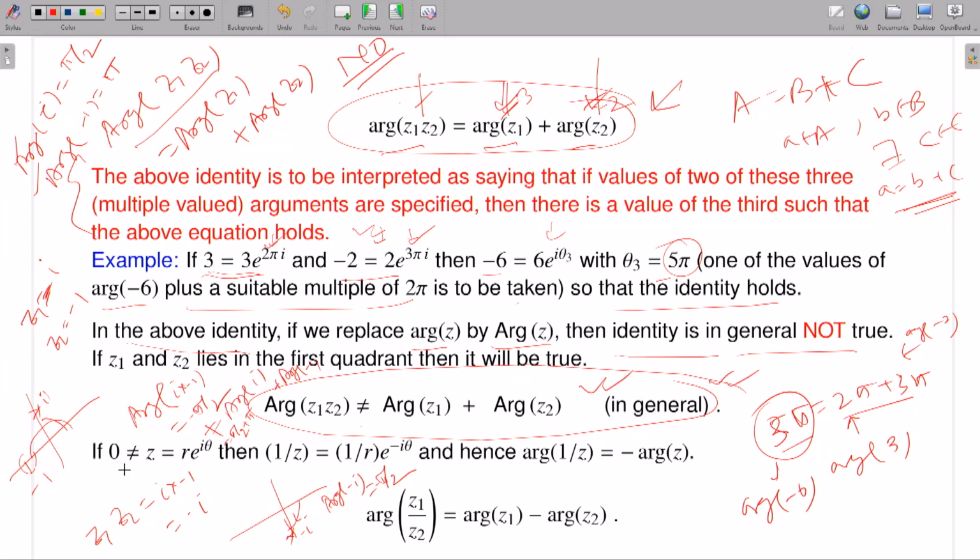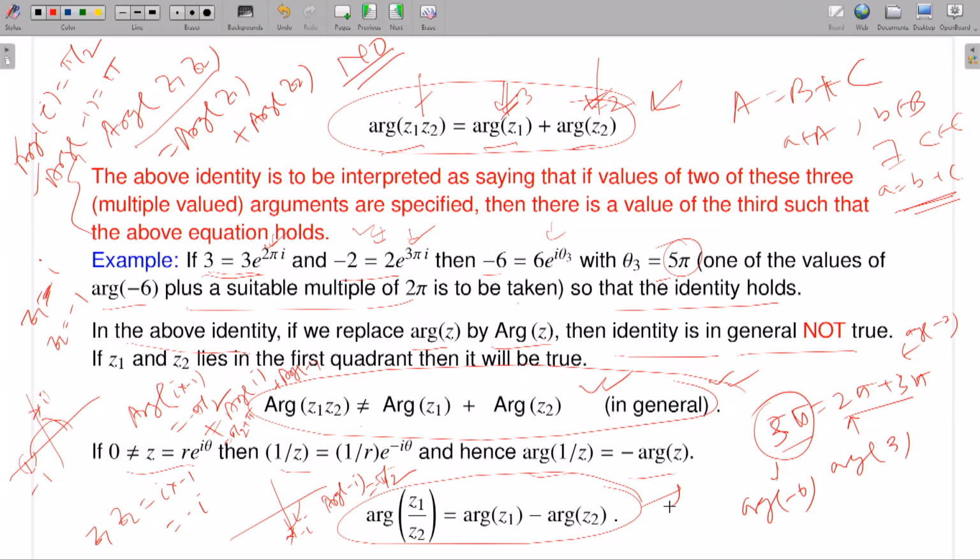One more comment. If I have a non-zero complex number, and its exponential form is r e to the i theta, then 1 by z is 1 by r e to the minus i theta. So therefore small arg of 1 by z is minus small arg of z. And you will have this equality: small arg of z1 divided by z2 is small arg of z1 minus small arg of z2.